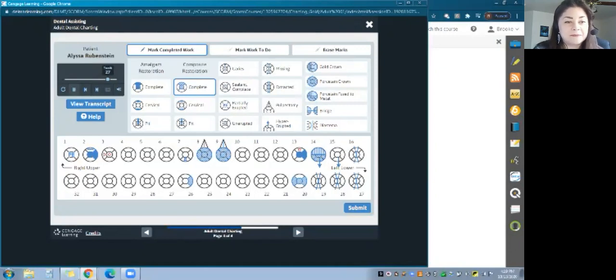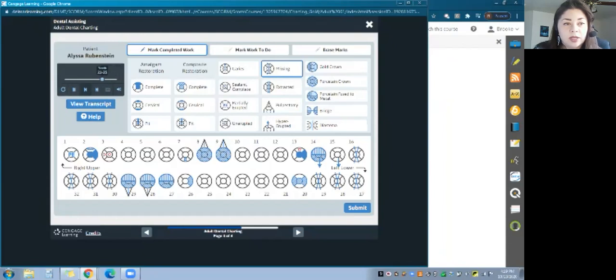Okay. Number 27 has a porcelain fused to metal crown. So we're still in the blue. Number 28 and number 29 both have had root canals and porcelain fused to metal crowns. So they've had pulpectomies, and they both have porcelain fused to metal crowns. Numbers 30 through 32 are missing. All right, so missing.